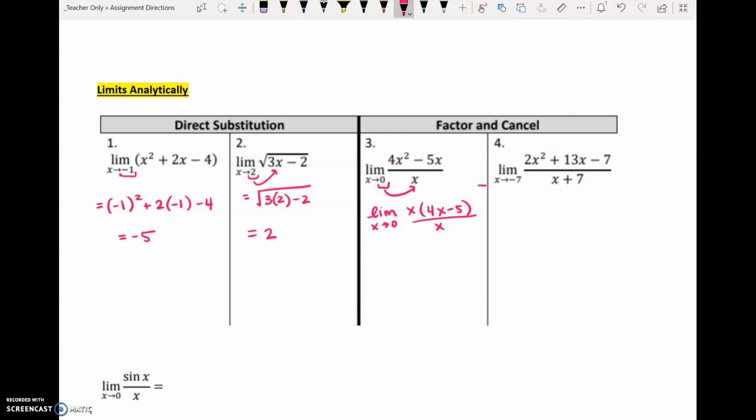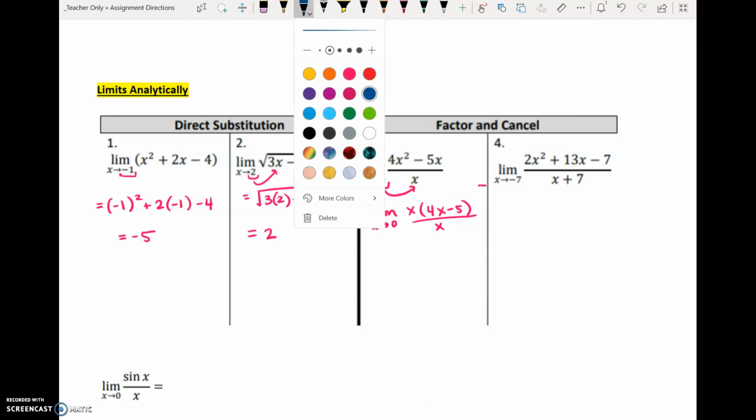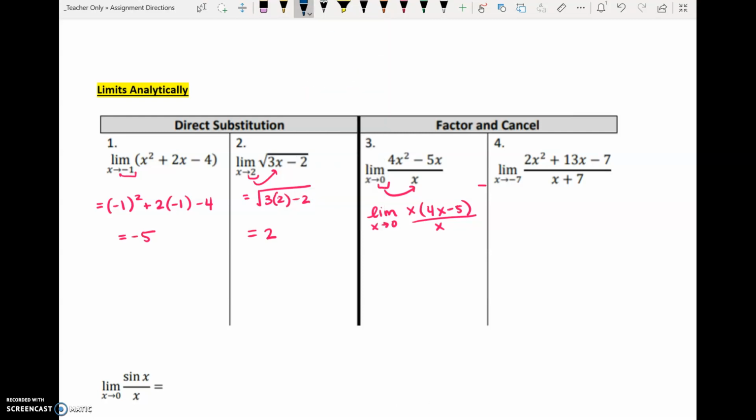And by doing that, I can then divide x divided by x is 1. So those cancel. And that leaves us with 4 times 0 minus 5, which is negative 5. I got a little messed up. That was 4 times 0.